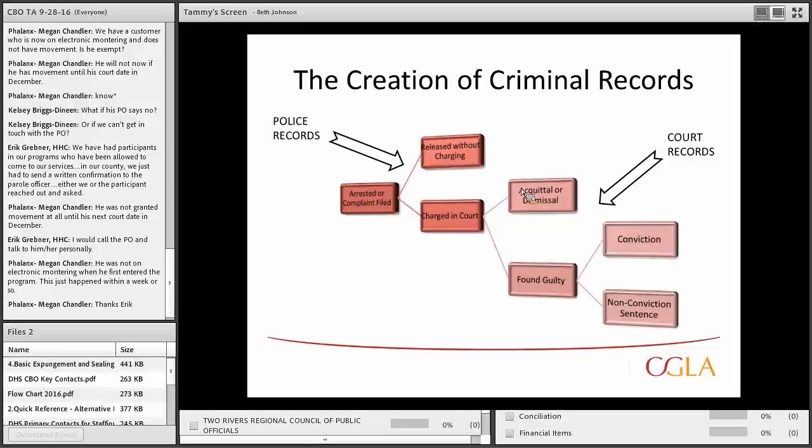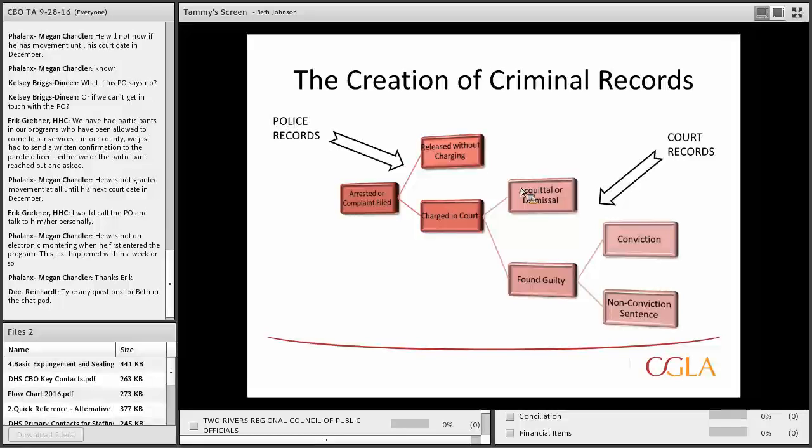This is the trajectory of an arrest. There's a decision point right at the beginning: whether or not somebody is released without being charged, when they don't go to court at all and their case ends there. If they are charged in court, it's another branch again. You're either found guilty or the case is dismissed. If you're found guilty, you can either be convicted or receive a sentence that's not a conviction. This is the process of how a criminal record is created, and at the entry point of the arrest, it's good to understand that a mere arrest can be on somebody's criminal record.